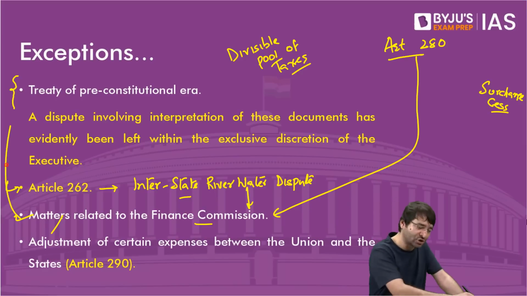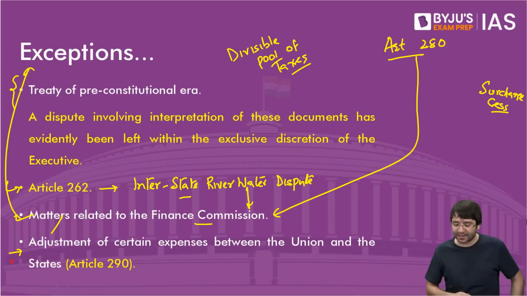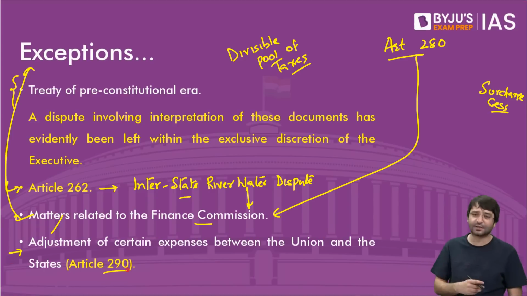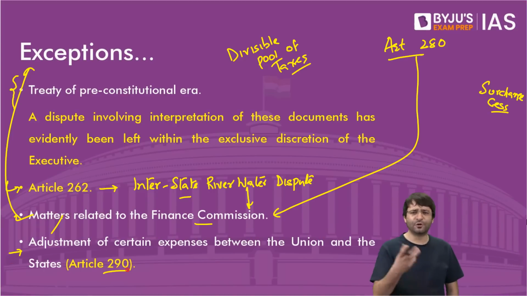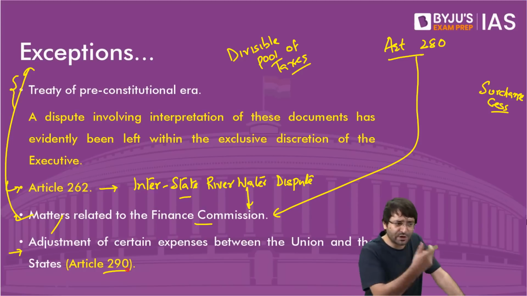No, because this is outside the purview of the Supreme Court. This is an exception. Similarly, adjustment of certain expenses between the Union and the states under Article 290. For example, prior to the commencement of the Constitution, we had the officers of the British government in India. We had some posts created by the British government in India. Now, after the Constitution, if we don't want to continue with these posts, these jobs, we will have to abolish them.